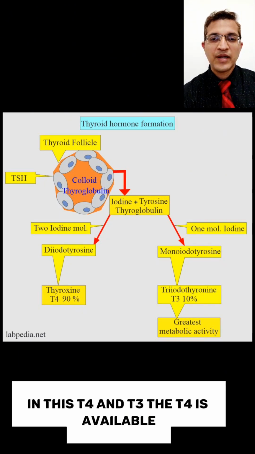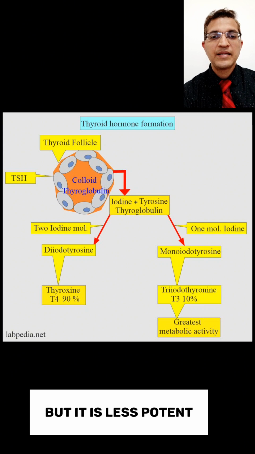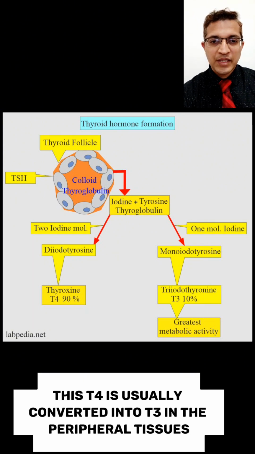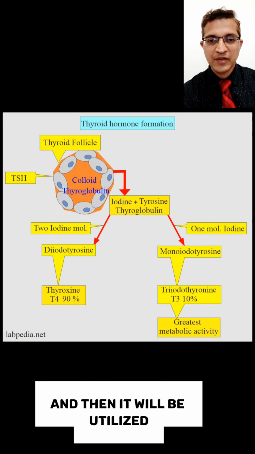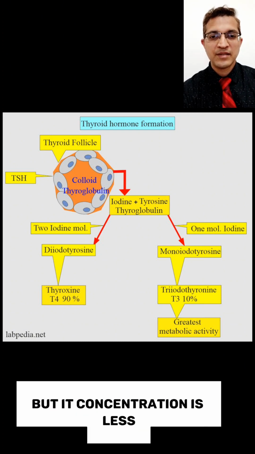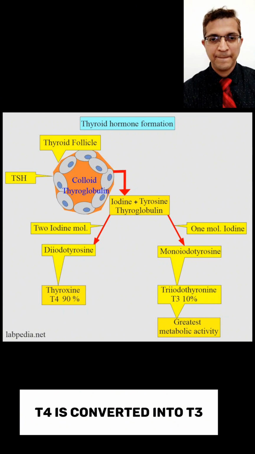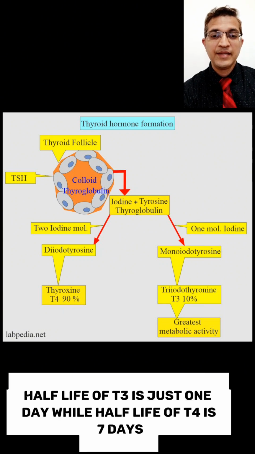Of T4 and T3, the T4 is available in abundance in the body, meaning freely available, but it is less potent. This T4 is usually converted into T3 in the peripheral tissues and then it will be utilized. So T3 is the active hormone which is utilized by the body, but its concentration is less. Only whenever the body requires it, T4 is converted into T3. Half-life of T3 is just 1 day, while half-life of T4 is 7 days.